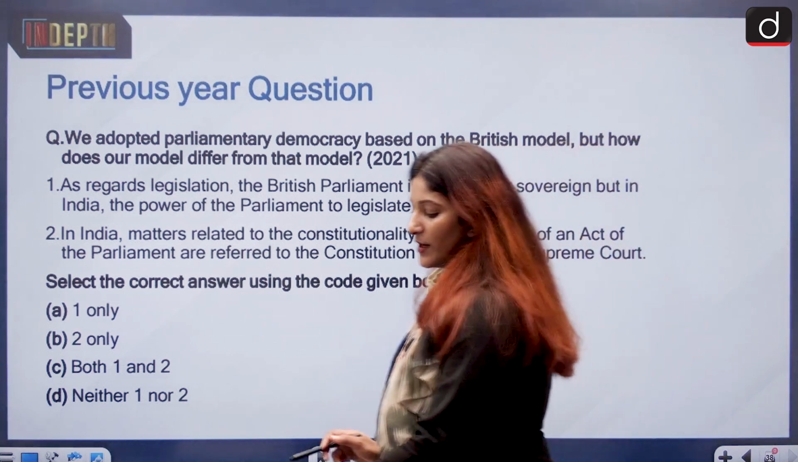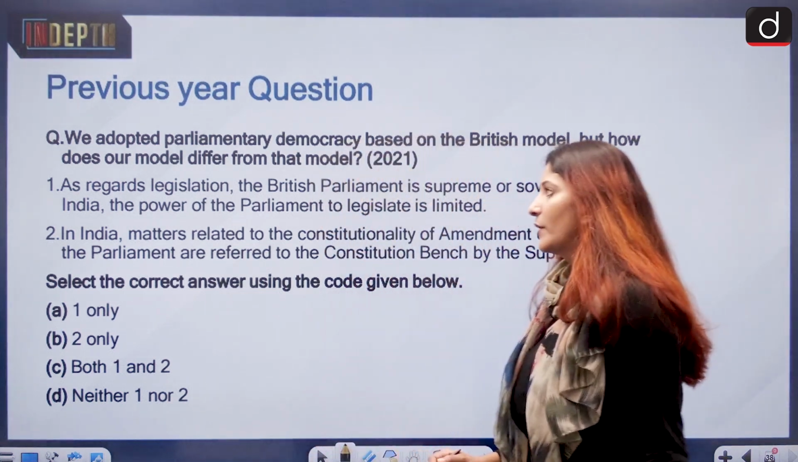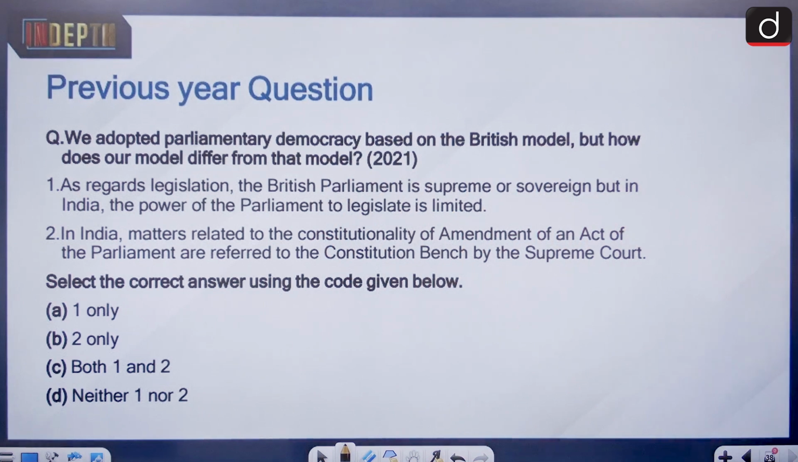You have to solve this question, and I will also take the names of those who have answered my last question. We adopted parliamentary democracy based on the British model. But how does our model differ from that model as regards legislation? The British Parliament is supreme or sovereign, but in India, the power of the Parliament to legislate is limited. In India, matters related to the constitutionality of an amendment of an act of the Parliament are referred to the Constitution Bench by the Supreme Court. So you have to answer it correctly, and I will take the names of those who have answered my last question correctly, okay? So stay with me.